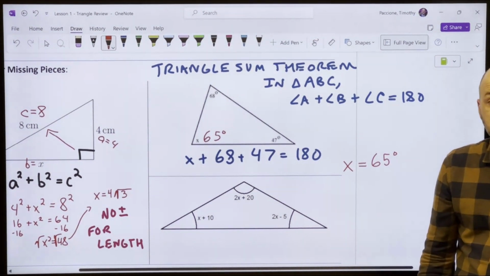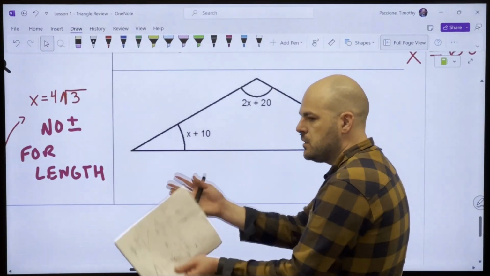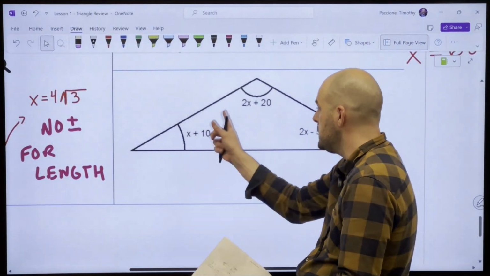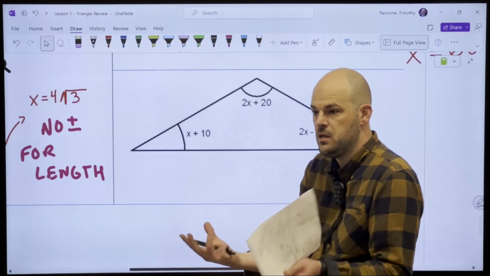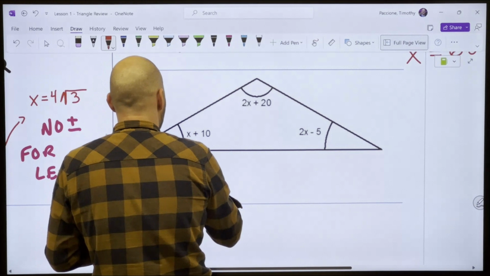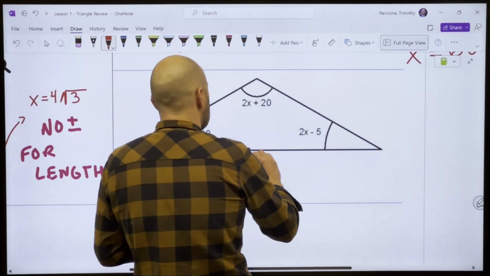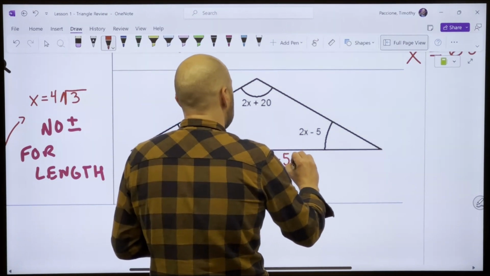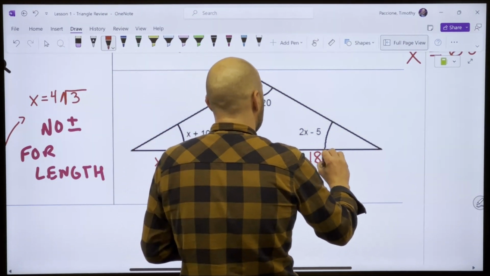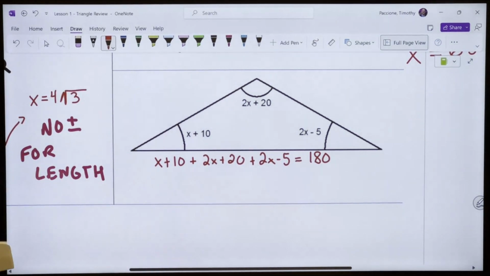Now, it gets a little more complicated when you have expressions and not numbers, but it's still the same concept. This, all together, must be 180. So I say, okay, x plus 10 plus 2x plus 20 plus 2x minus 5 equals 180. Again, just like in our warm-up, would I try to find x before I simplify this? No. I'm going to bring as much together, simplify, then solve, right?